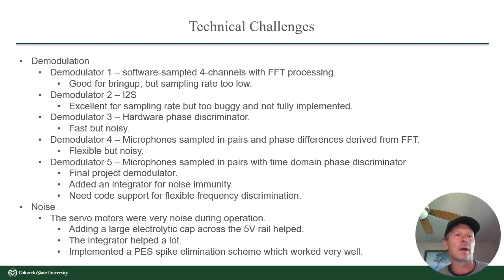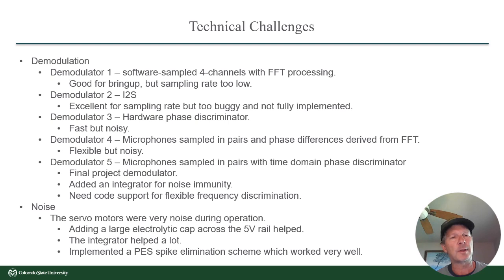I used a hardware phase discriminator, and what I did was I used an LM339 quad comparator to square up my sinusoids, and then an XOR chip to produce a PWM phase signal that I read into the ADCs of the ESP32. This was extremely fast because it was done in hardware, but it was very noisy. The 5-volt noise generated by this system was a lot of switching noise.